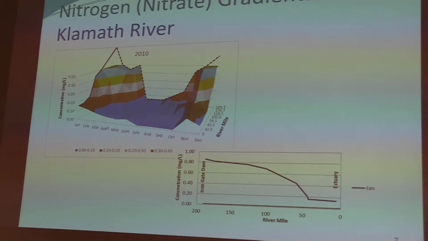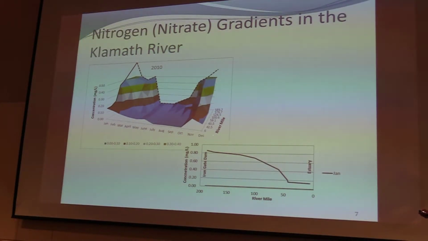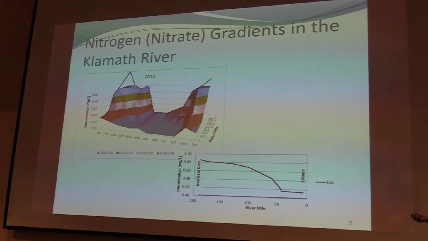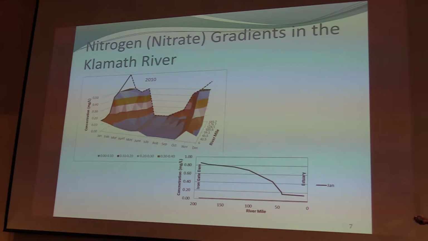So I'm going to go through this slide a little bit first, because I just want to make sure we're all on the same page, since we're talking about gradients, and some of these depictions can be a little bit challenging at first. So this is a space, so Iron Gate Dam at the back of the slide, river mile 190 roughly, and so the river is flowing toward you, and the estuary is river mile 6. We have time across the bottom axis here, January to December, and we have concentration for nitrate in this case. Ammonia in this oxygen-rich environment is pretty much non-detect. A lot of nitrification going on.